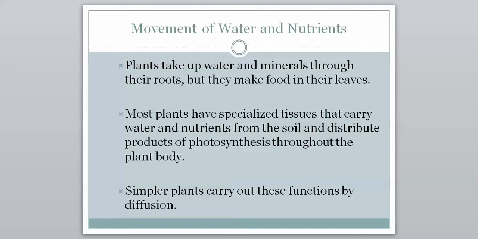And simpler plants carry out these functions by diffusion. This is a word that should be going back to Biology 1, but if we don't know that, diffusion is just moving across a membrane, or again moving from the cell. The membrane would be this, from the ground into the cells.